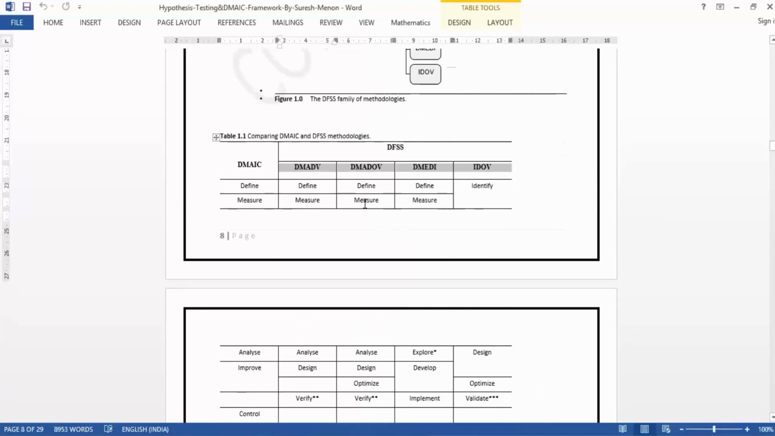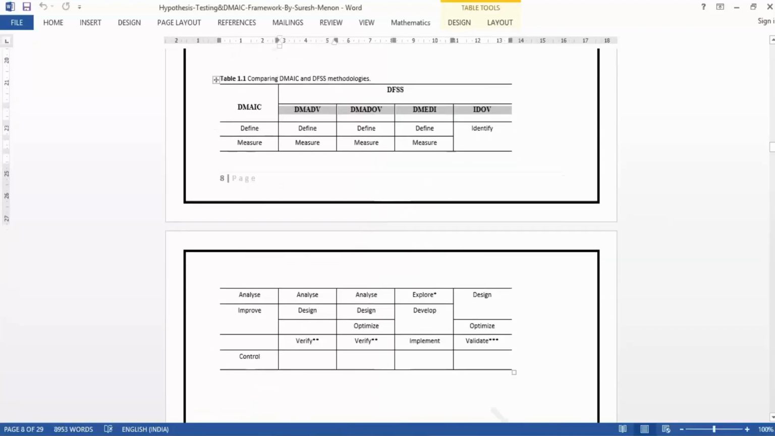Okay, and what is DMADOV? Define, measure, analyze, design, optimize, and verify. And what is DMEDI? Define, measure, explore, develop, and implement. And what is IDOV? Identify, design, optimize, and validate. This I have taken from the Master Black Belt book. This will be asked in the examination.